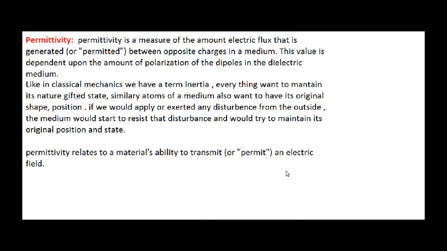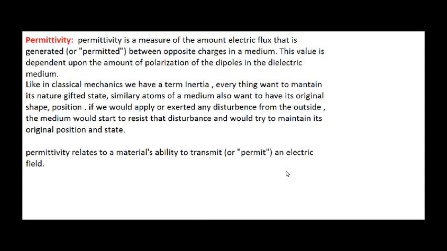What is permittivity? What is its actual meaning? A lot of students don't know. There are many students that don't know the actual concept of permittivity.